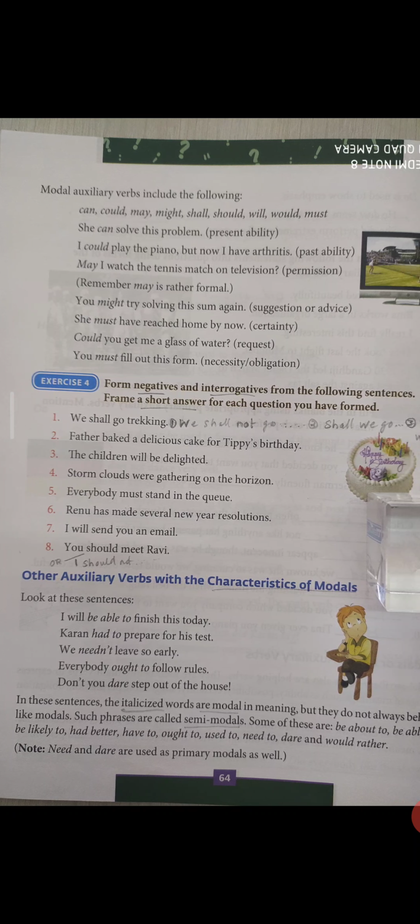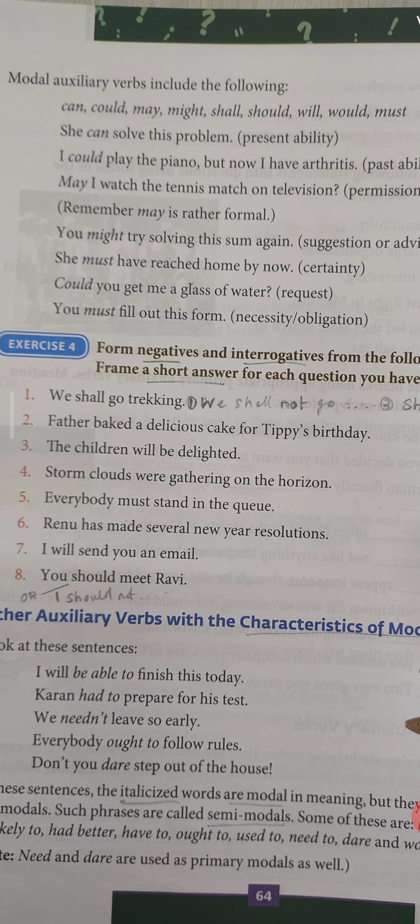But mostly we make it in the I form. So I have written you or I. That is why there is a line. You or I. Okay. Clear?